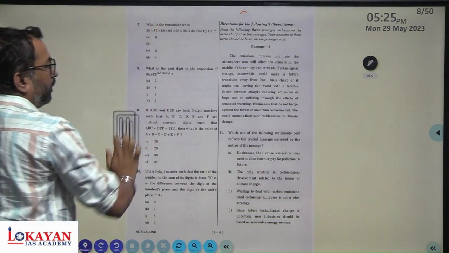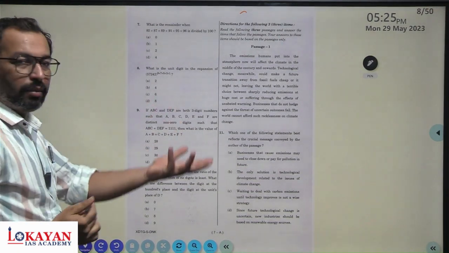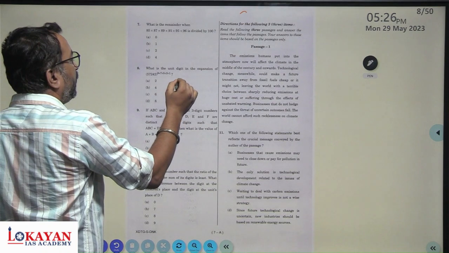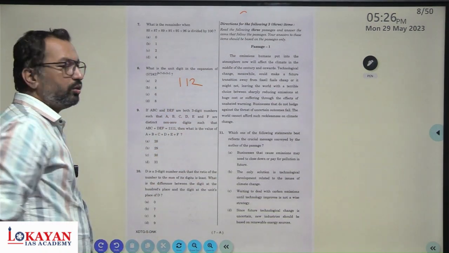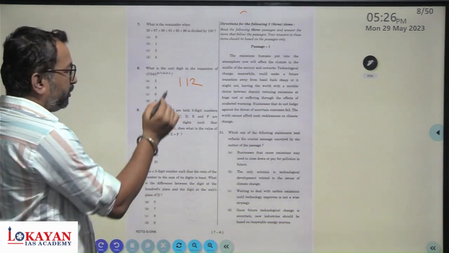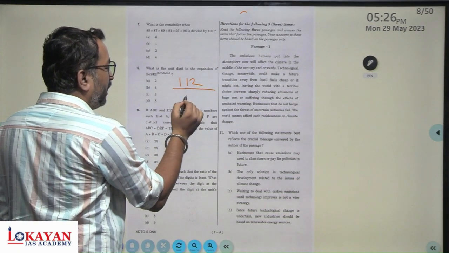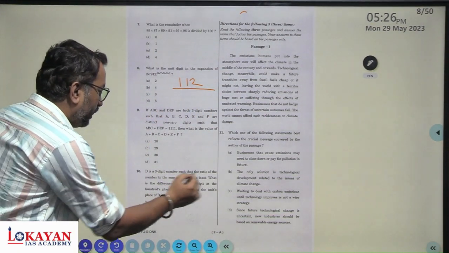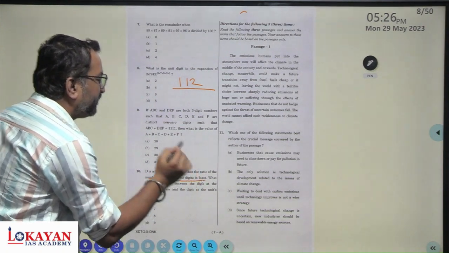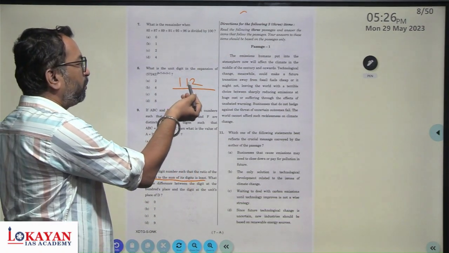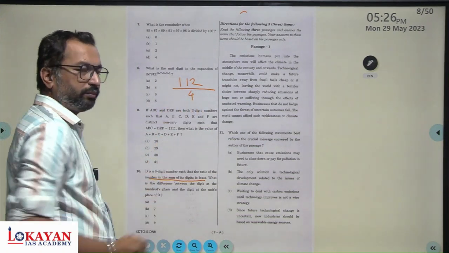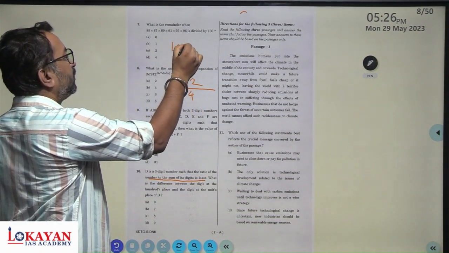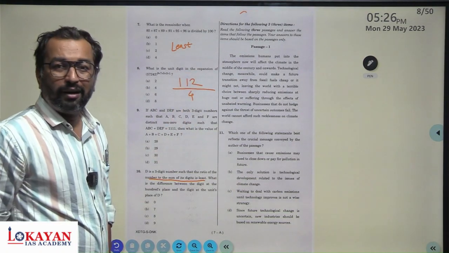I'll make it simple. It is a 3-digit number, any 3-digit number. Suppose take 112. So they have asked that this 3-digit number is divided by the addition of its digits, the ratio of the number to the sum of its digits. The sum of its digits will be 1 plus 1 plus 2, which is 4. And this ratio must be least.